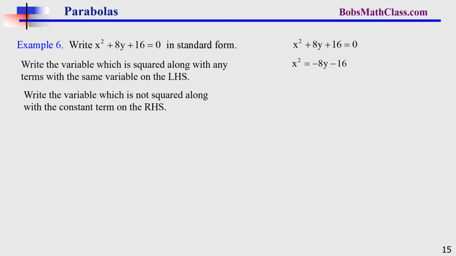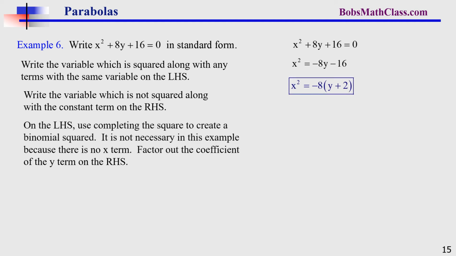We're just going to look at the right side, and we want to factor out the number that's in front of the y. So in this case, it's a negative 8. So you always want the coefficient of the y inside the parentheses to be a 1. So factor out a negative 8 on the right-hand side, and we're all done. x squared equals negative 8 times y plus 2. It is now in standard form.